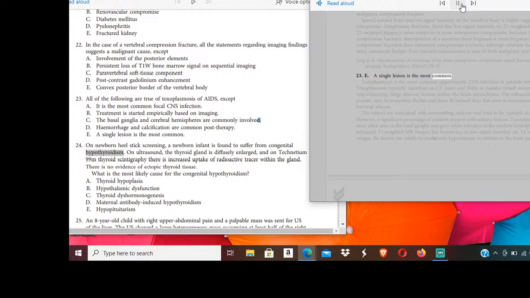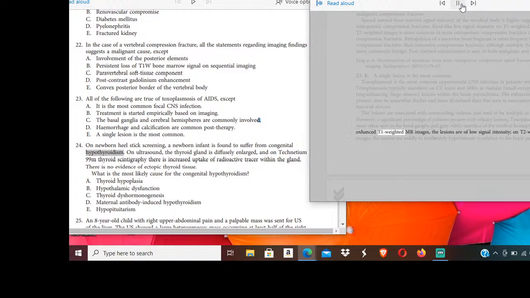23. E. A single lesion is the most common. Toxoplasmosis is the most common opportunistic CNS infection in patients with AIDS. Toxoplasmosis typically manifests on CT scans and MRIs as nodular, small encephalitis, and/or ring-enhancing, large abscess, lesions within the brain parenchyma. The enhancing ring, when present, may be somewhat thicker and more ill-defined than that seen in association with a typical bacterial abscess. The lesions are associated with surrounding edema and tend to be multiple at presentation. However, a significant percentage of patients present with solitary lesions. Toxoplasmic lesions are most often seen in the basal ganglia and gray-white interface of the cerebral hemispheres.